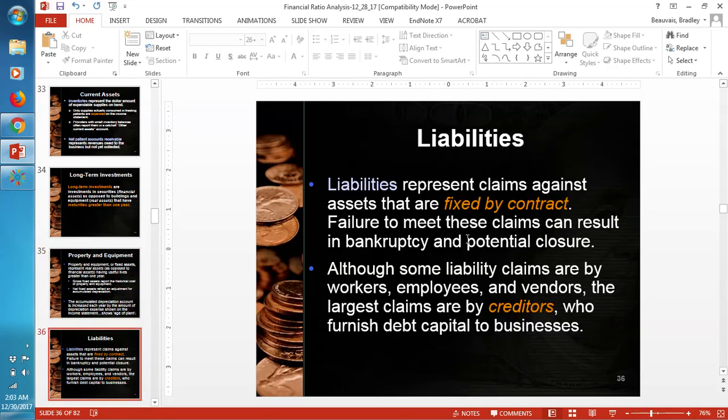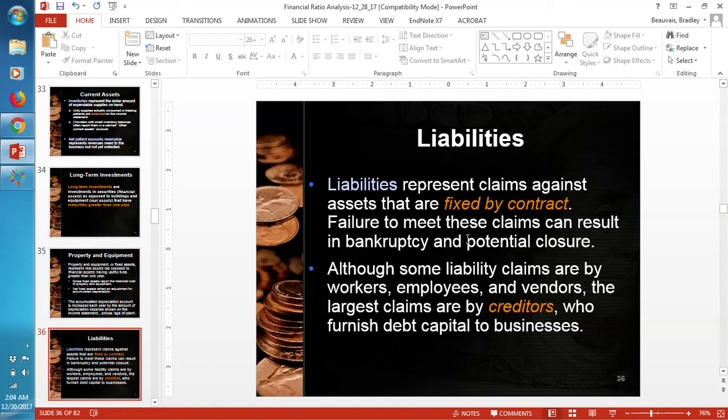Now, on the liability side, we're really talking about a liability being anything that is fixed by contract, a claim against our organization that is fixed by contract. If we fail to meet our claims, it can result in a bankruptcy or potential closure. Now, different types of liabilities that we're going to talk about here in a little bit.